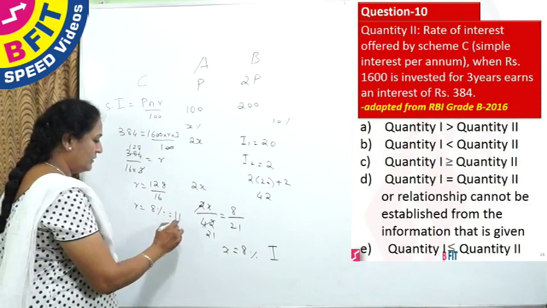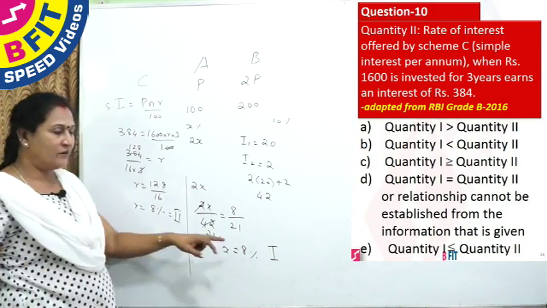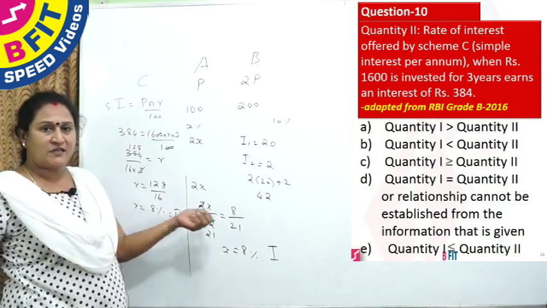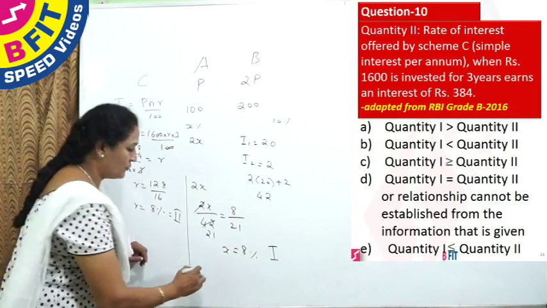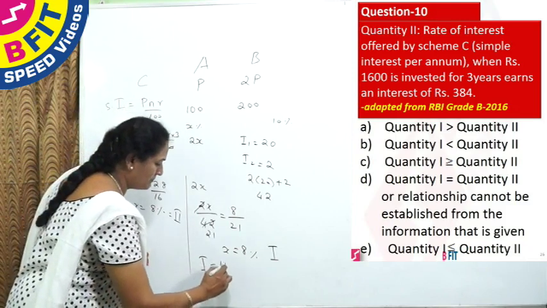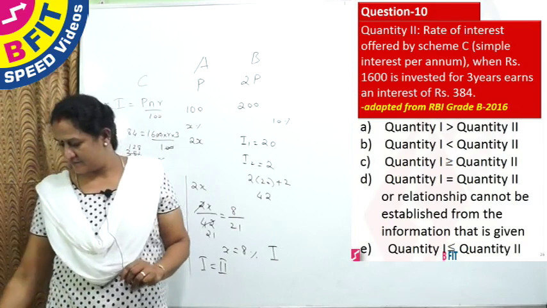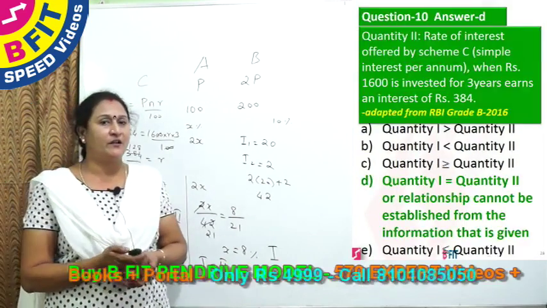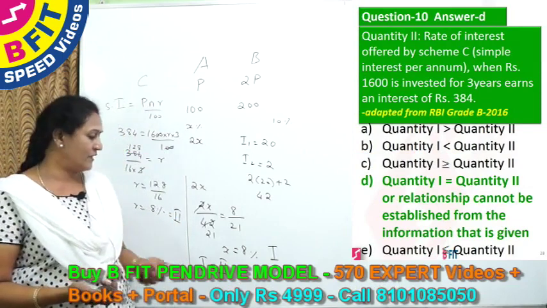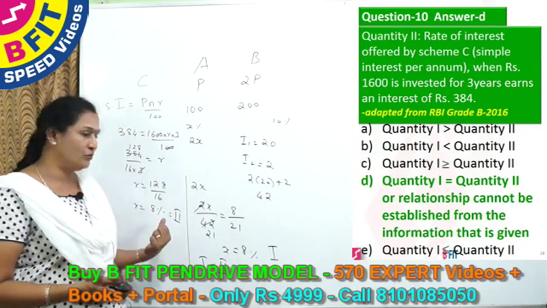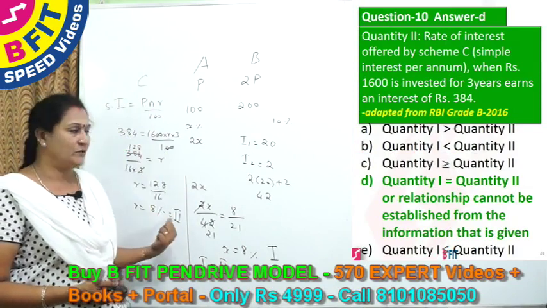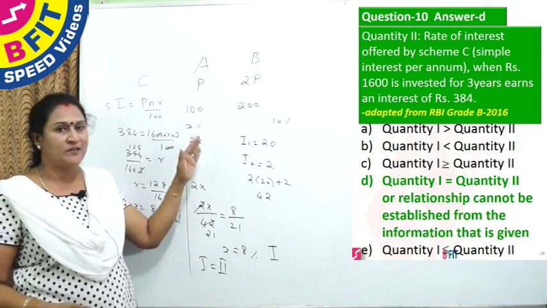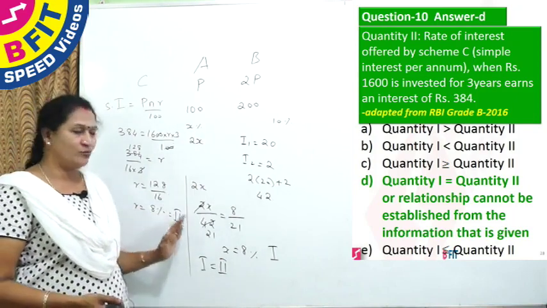So this is quantity 2. And quantity 1 is the rate of interest of scheme A, which we have found. So quantity 1 is 8% and quantity 2 is also 8%. So both the values are the same. And the answer is option D. Quantity 1 is equal to quantity 2. Quantity 1 is 8% and quantity 2 is the rate of interest of scheme C. So here you have to be careful. Don't check with scheme A and B. This is scheme A and scheme C, where both values are the same.